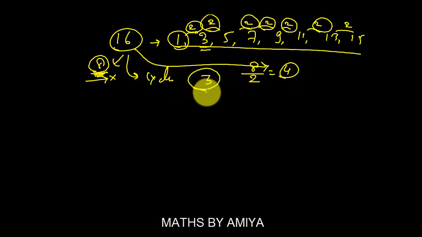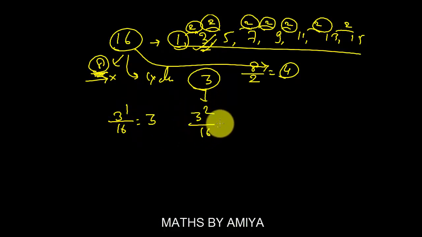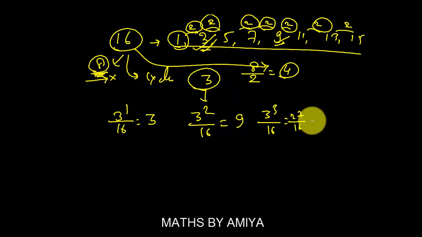Work on the value 3: 3 raised to power 1 divided by 16 is 3. We worked with 3. 3 square divided by 16 is nothing but 9, so we work with the 9. We used 3, we used 9. 3 cube divided by 16, that is 27 divided by 16, the remainder is 11. We used 11.